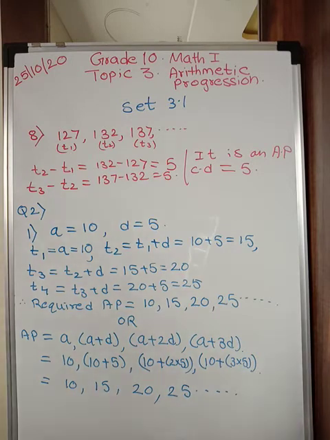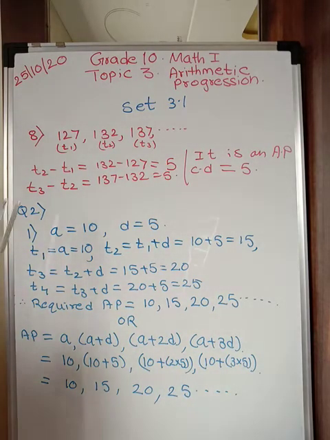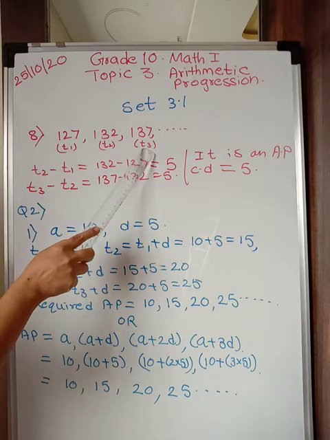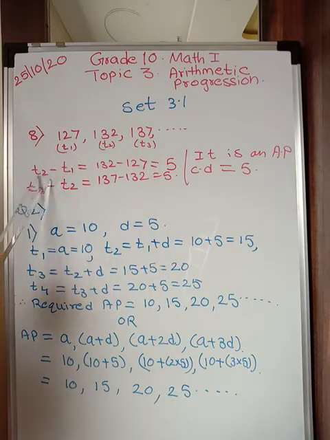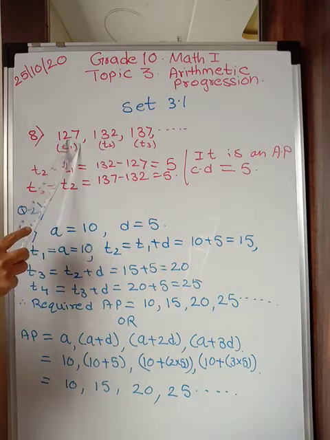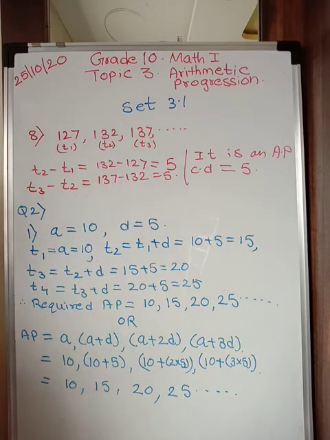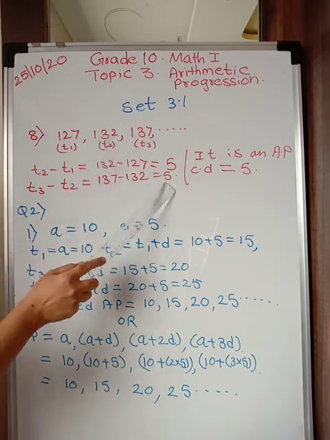Now look at 8th question. You have 127, 132, 135. This is T1, T2 and T3. So what is the difference between T2 and T1? 132 minus 127, which is equal to 5. The difference between these two is also equal to 5.